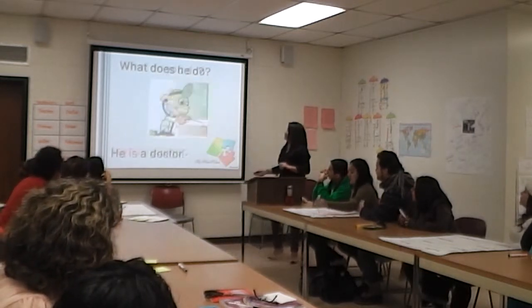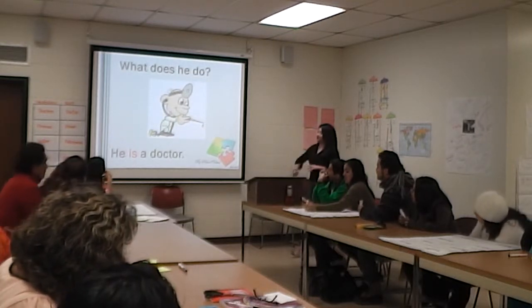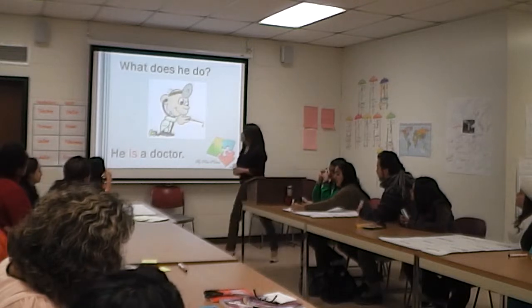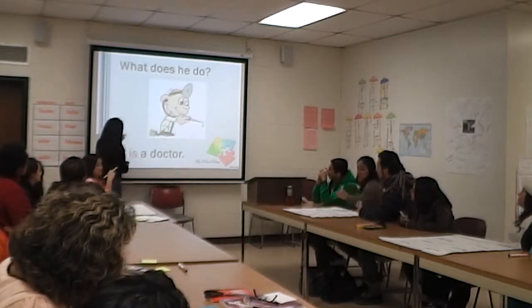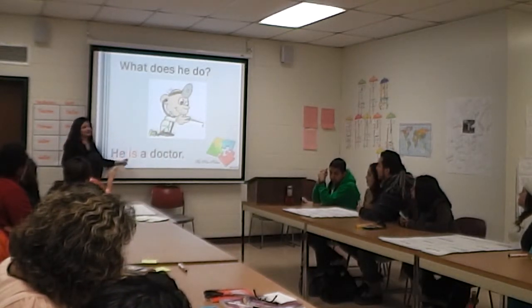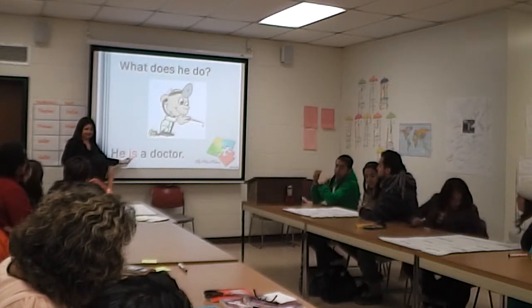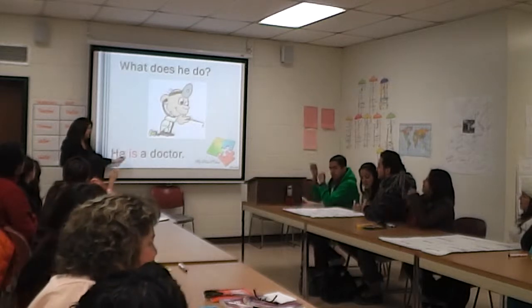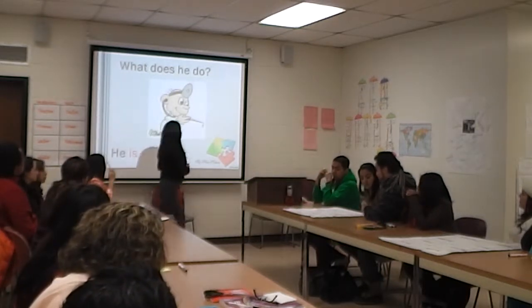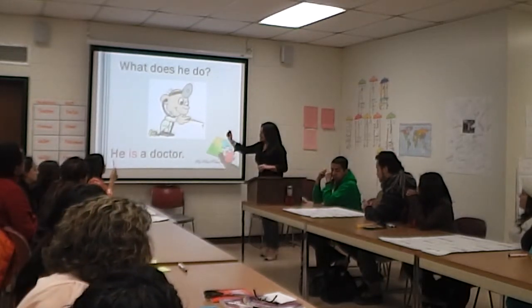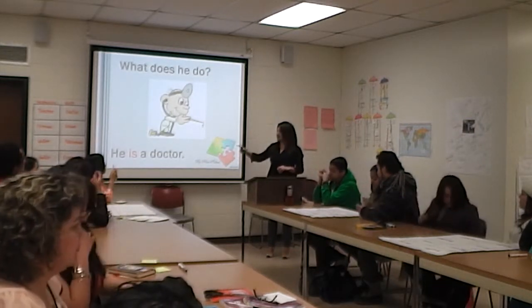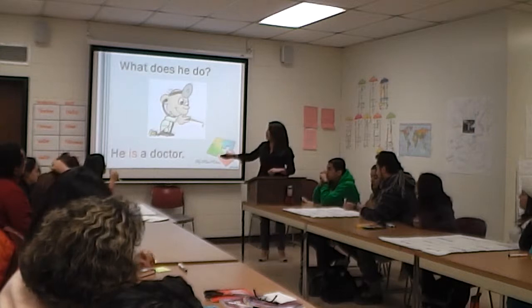The next one is, what does he do? He is a doctor. Please try to make sure that it is in another color. Why? Because it's a verb. And we are trying to make sure that it is the correct form for the verb to be in each sentence.